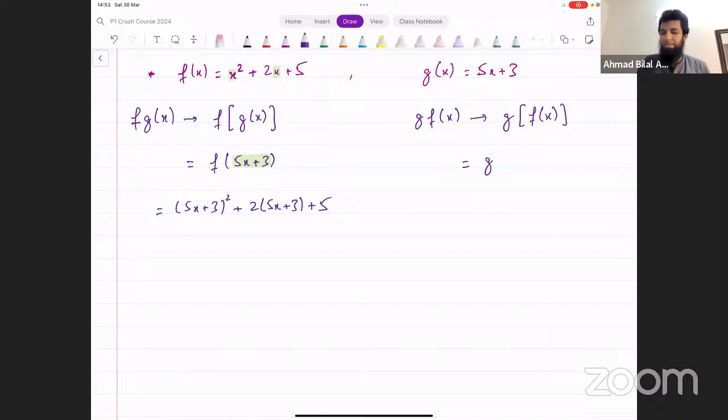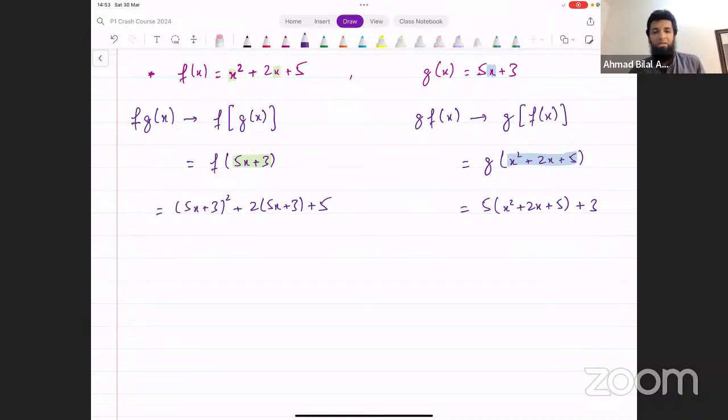Now, what's f? F is x squared plus 2x plus 5. So we say it becomes x squared plus 2x plus 5. And that's going to give us something. It's going to become 5 into, remember, this is the function g. Inside this function g, we want to input x squared plus 2x plus 5 instead of x. So it becomes 5 into x squared plus 2x plus 5 plus 3. That is gf of x. This is how you would evaluate gf of x.